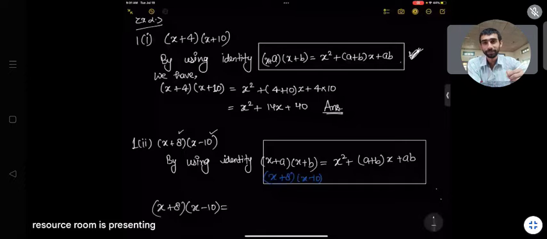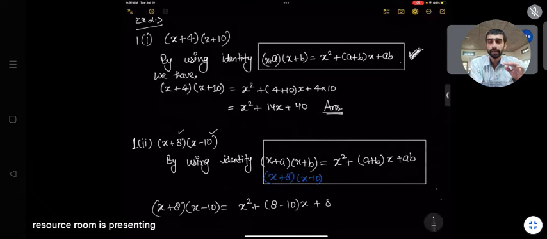Anelia, x plus 8 and x minus 10, what will it become? Okay, so in place of a, I just put 8. In place of b, I just put minus 10. Just note this down, this is the important thing. Note down meaning keep it in your mind, don't note it in the book. So it will become x square. Okay, who is next?